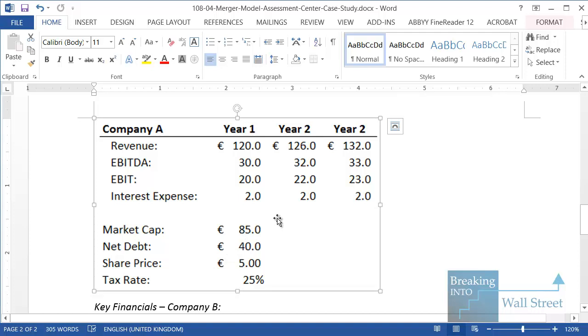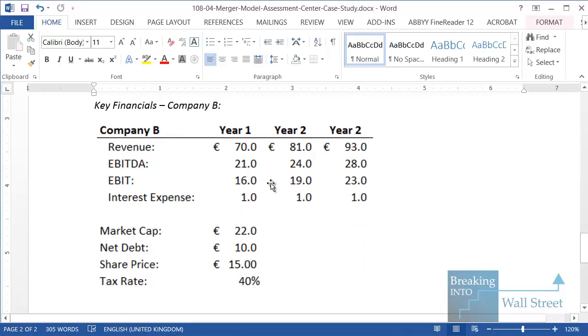For example, they're not giving us the net income for company A, and of course we're going to need that, because to calculate accretion dilution, company A is our buyer. We need to look at the difference in earnings per share, net income divided by the share count, for company A before and after this deal. So we're going to have to calculate some numbers. This is not everything we need. We're going to have to take these numbers and calculate a few additional things based on this.